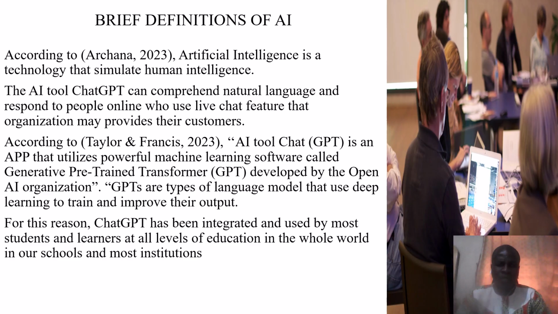According to Taylor and Francis 2023, the AI tool ChatGPT is an app that utilizes powerful machine learning software called Generative Pre-trained Transformer, GPT, developed by the OpenAI organization. GPTs are types of language model that use deep learning to train and improve their outputs. For this reason, ChatGPT has been integrated and used by most students and learners at all levels of education in the whole world, in our schools and most institutions.